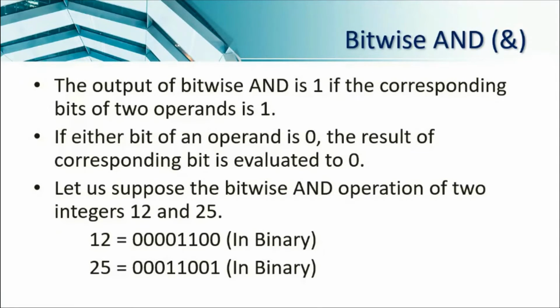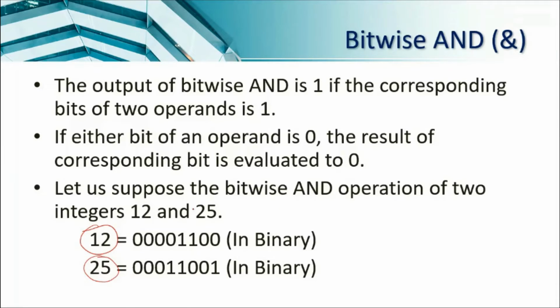So the output of the bitwise AND is 1 if the corresponding bits of two operands are 1. That is, if two operands are there, then the corresponding bits. Here we are considering 12 and 25 as our example. 12 in binary can be represented like this: 0, 0, 0, 0, 1, 1, 0, 0. And 25 can be represented like this: 0, 0, 0, 1, 1, 0, 0, 1. So it is again in binary.